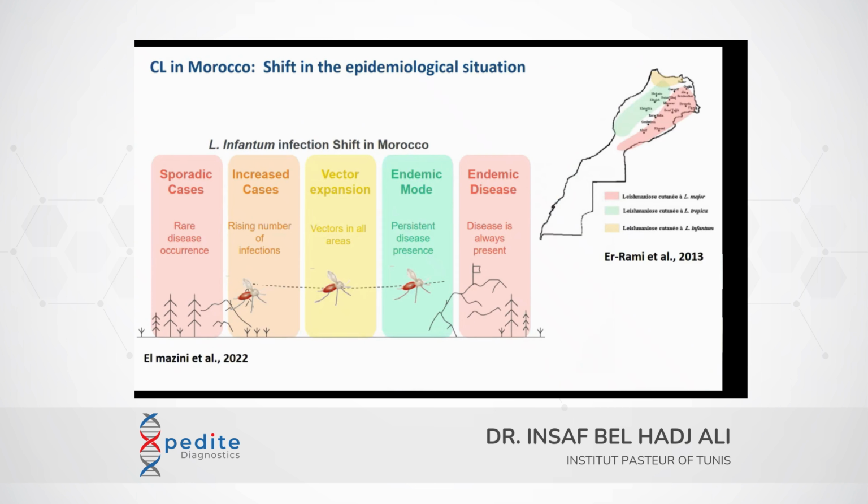It is the same for Morocco: the disease is caused by the three Leishmania species, Leishmania major, infantum, and tropica. In the last years, we saw an increase in the number of CL cases alongside spatial spread. For example, infections due to Leishmania infantum used to be sporadic in Morocco, but Leishmania infantum vectors were found with high abundance in all bioclimatic areas. So Leishmania infantum infections shifted to an endemic mode.